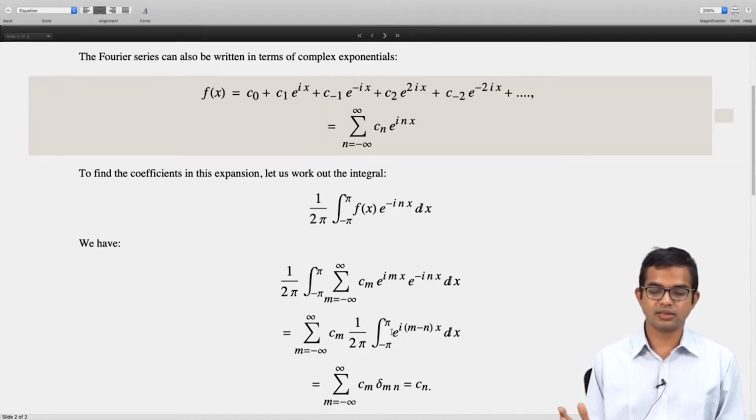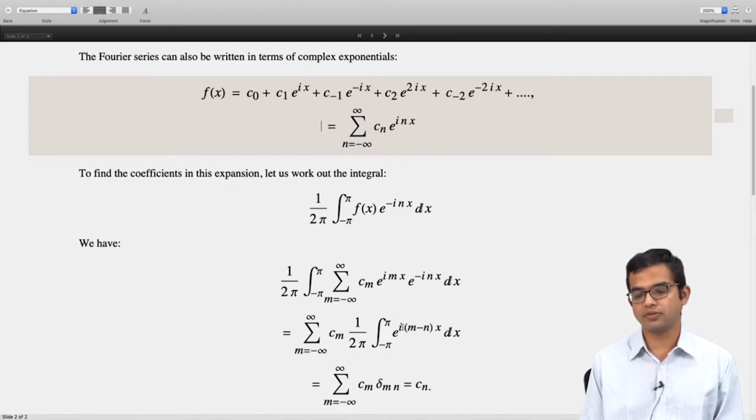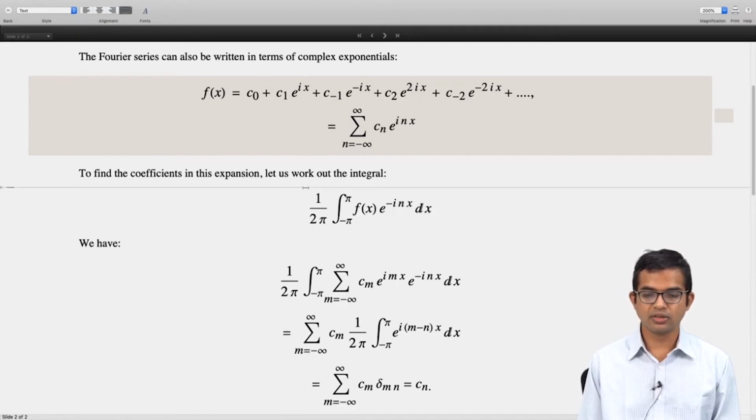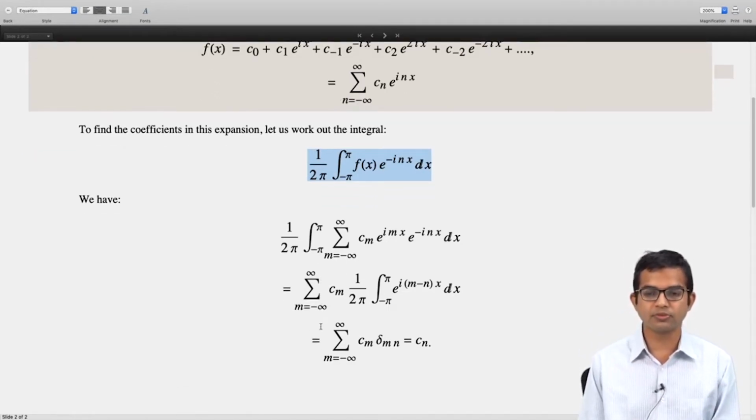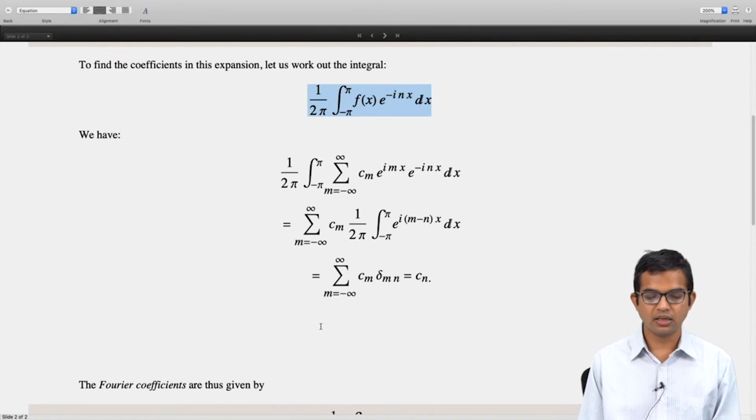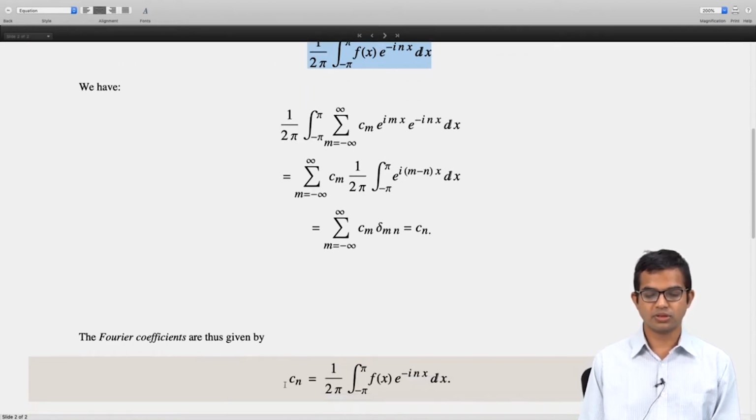Then this integral is just going to give you 2 pi times delta mn. If m equals n, then you get a 2 pi. If m is not equal to n, this integral is going to be 0. You can check this. So what it does is it picks out just one of these coefficients, the one coefficient that you're interested in. So in fact, this is a prescription for identifying any of the Fourier coefficients. So this is our rule.